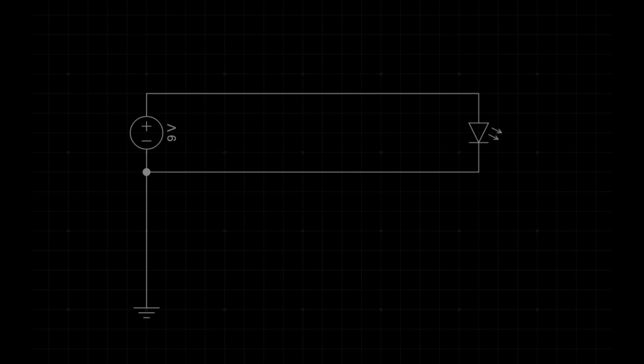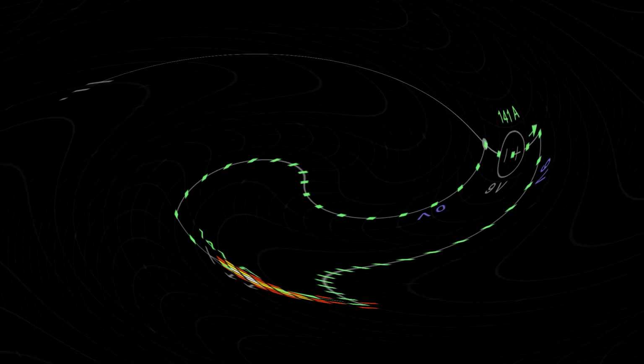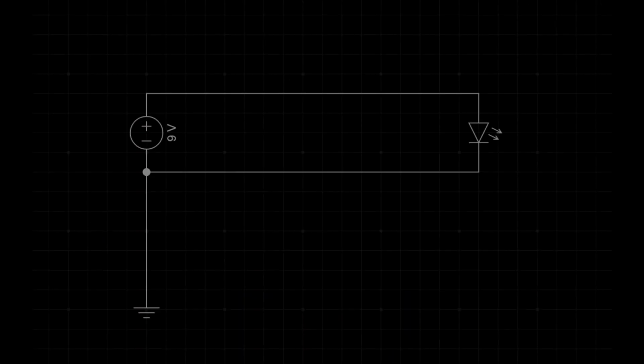However, the excessive current in the circuit generates more heat than the LED can withstand, leading to its burnout, as shown in the diagram. We must restrict the current flow by using a resistor in the circuit to protect the LED from damage.